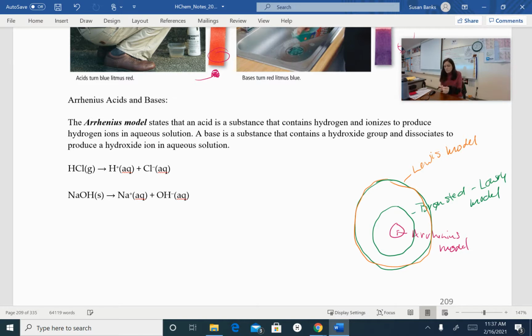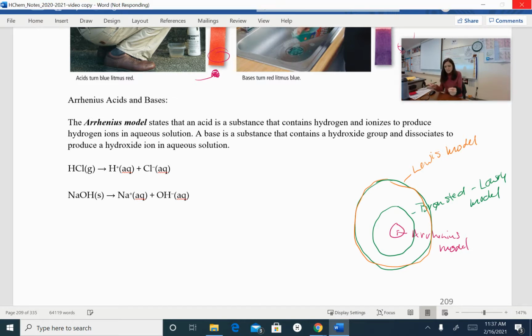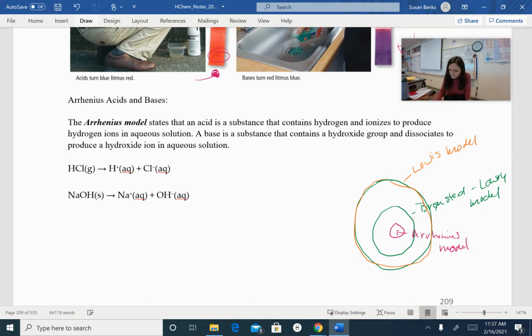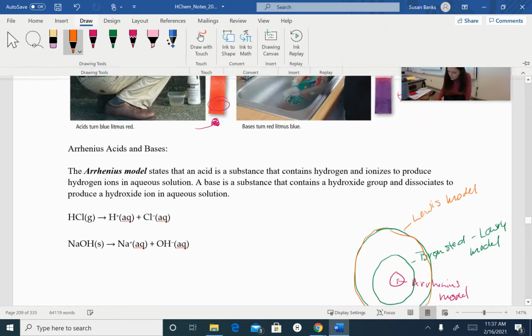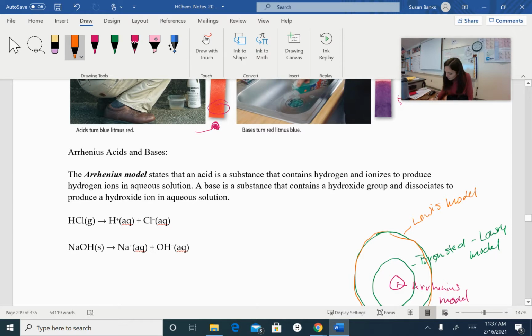Remember when we put things into water, they will separate out into ions, right? It ionizes to produce hydrogen ions in an aqueous solution. So that is the definition here. So it's got to have hydrogen, and it's got to ionize, and it's got to make hydrogen ions in aqueous solution. Remember, aqueous is just a fancy way of saying water. So this is a water-based solution where things will separate and we'll get hydrogen ions in solution.